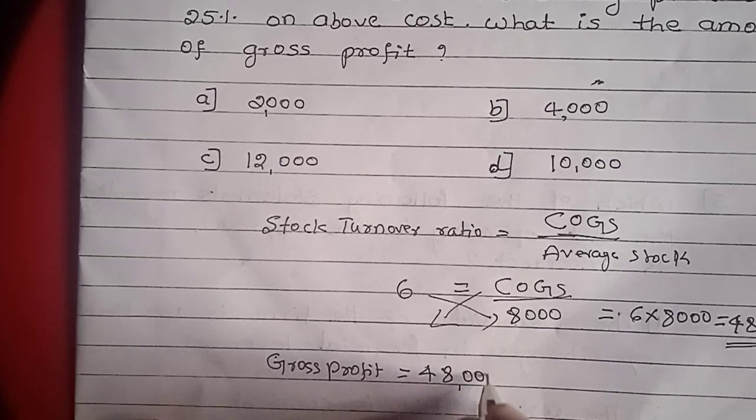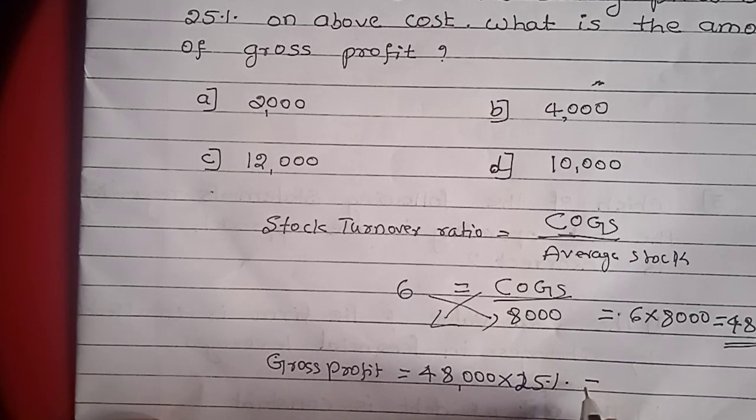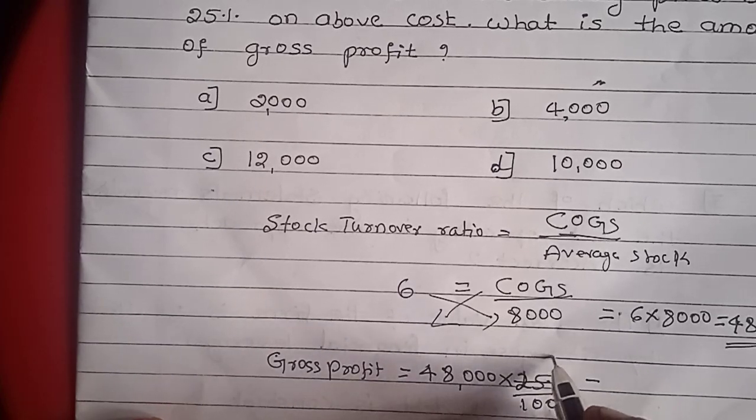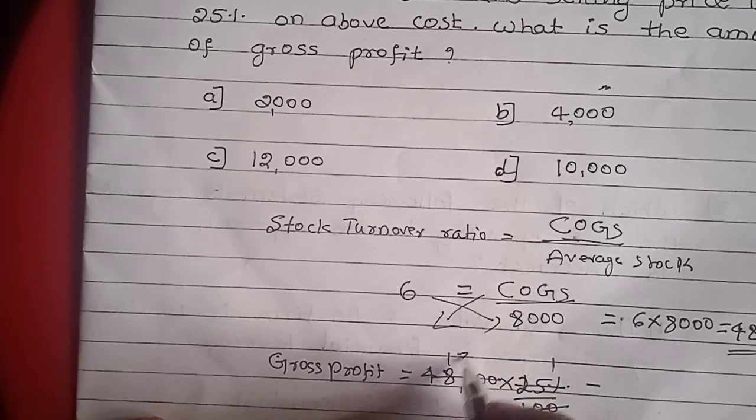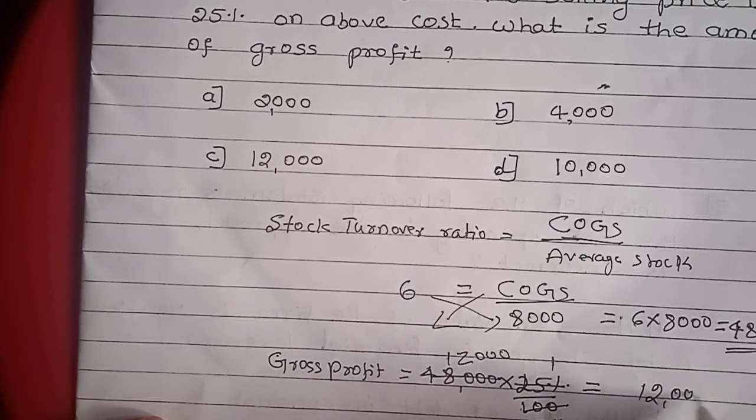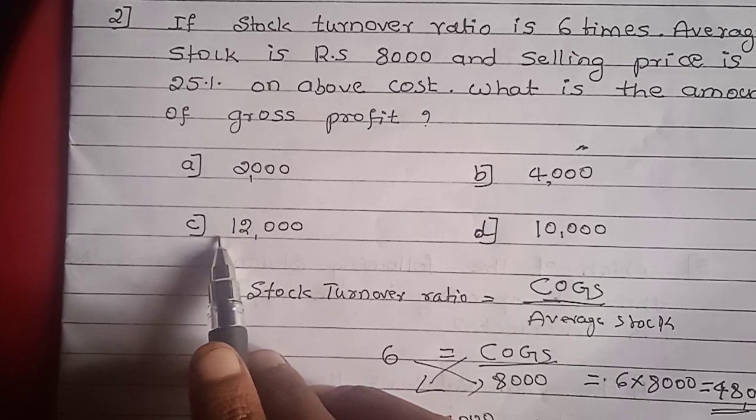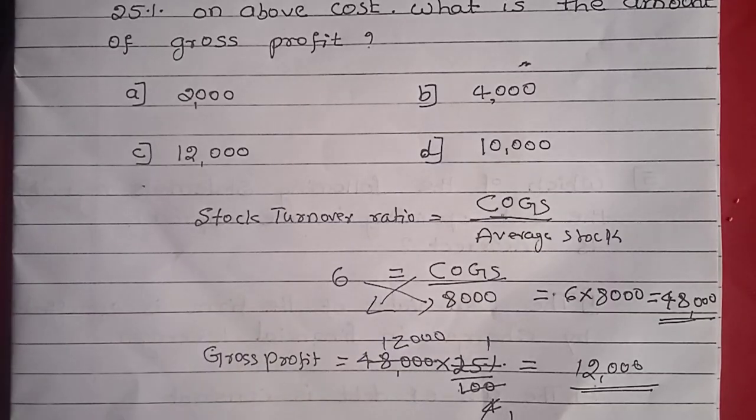48,000 and the selling price is 25% above the cost, means 25 by 100. 1s are 4s, 4 12s. So the answer is 12,000. In the four options, C is the right answer. Option C is the right answer.